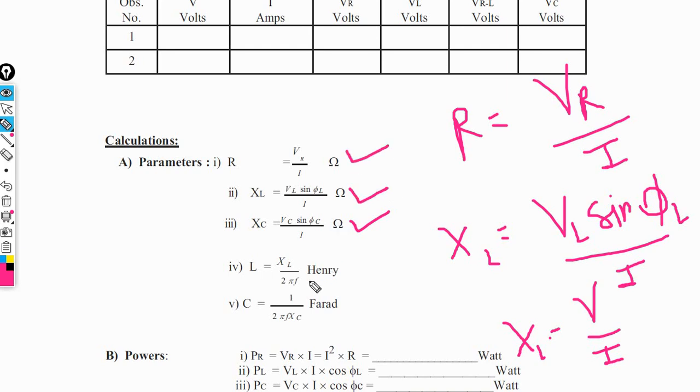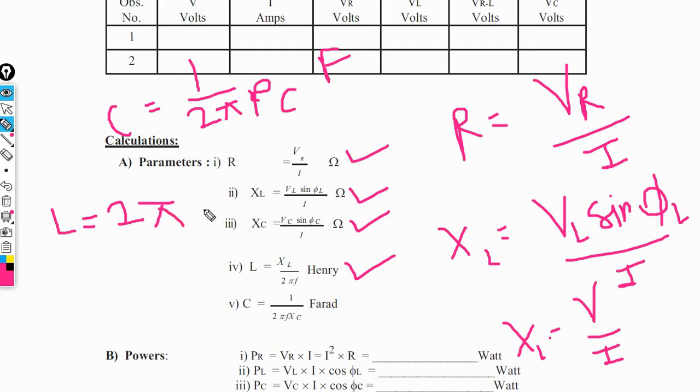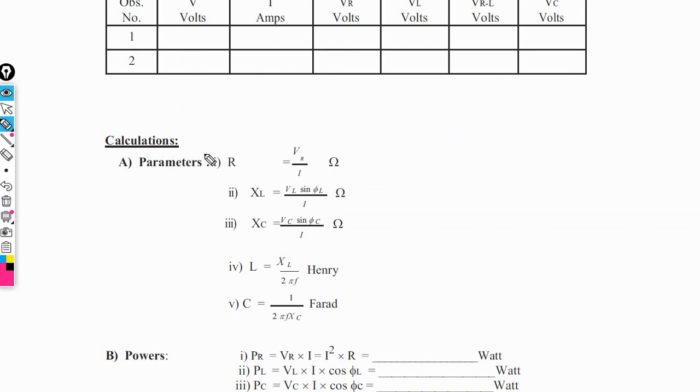Then L is equal to XL upon 2 pi F, and this L is measured in Henry. Then capacitance C is equal to 1 upon 2 pi F XC, and this capacitance is measured in farad. Then inductance is measured in Henry, that is XL is equal to 2 pi FL. Then XC is equal to 1 upon 2 pi FC. These are the important parameters needed in the RLC circuit.